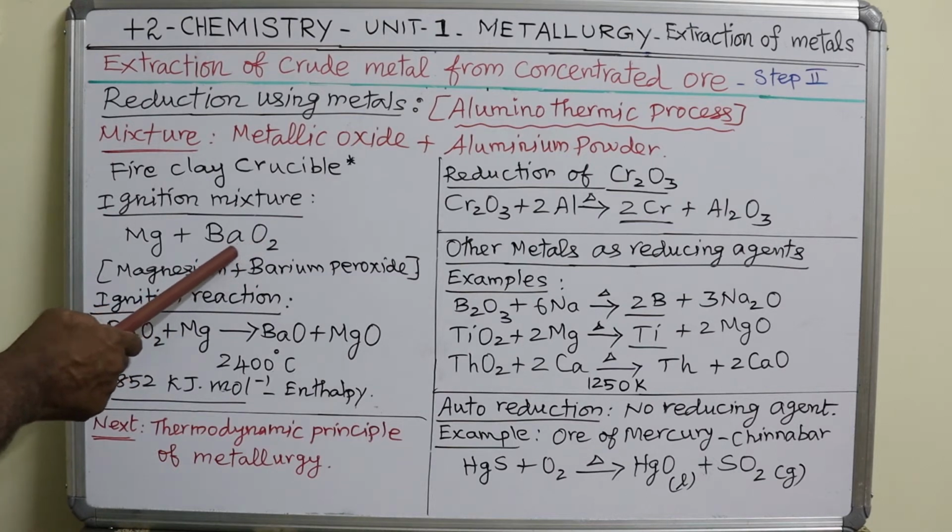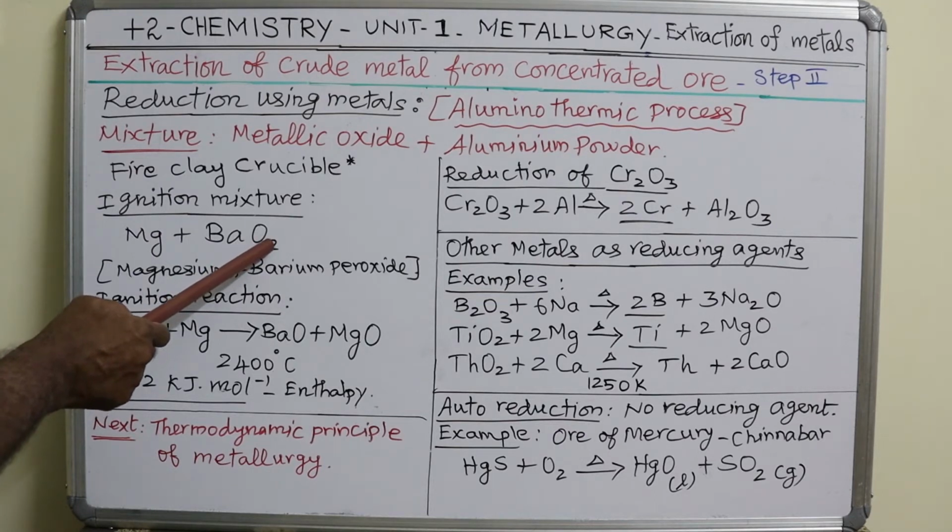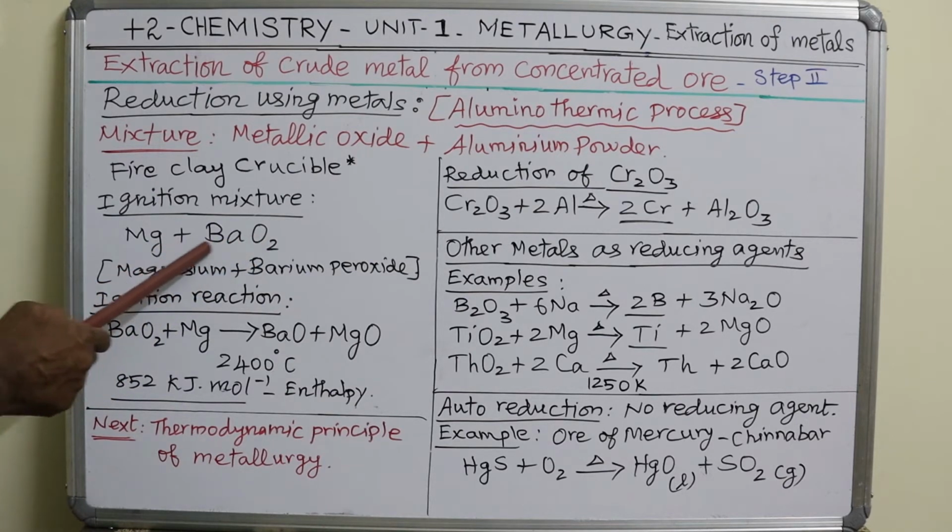What do you mean by peroxide? If you understand it easily, you can remember it as the oxide with more oxygen than the required content. Barium oxide is BaO. Here BaO2 is given. So more oxygen content is present with barium, so this is named barium peroxide. This barium peroxide and magnesium mixture is called the ignition mixture, as I already mentioned.